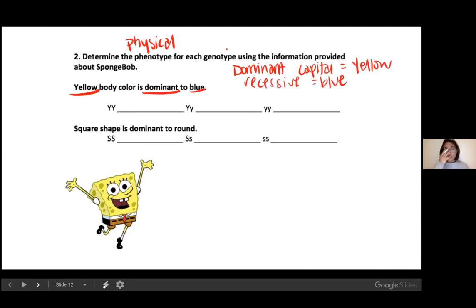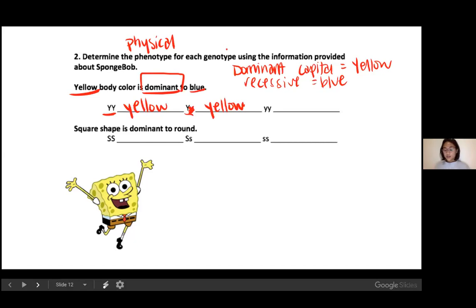So for example, I see two capital letters here, capital Y's. Those are both dominant traits, so I can predict that it's going to be yellow because yellow is dominant. Big Y, little y. So this is heterozygous. There's a big Y and a little y. But because of the law of dominance, I know that the big Y is going to overshadow the little y, and it's still going to be yellow.